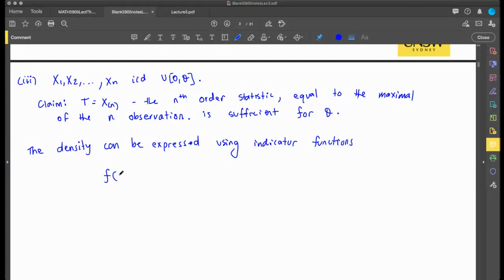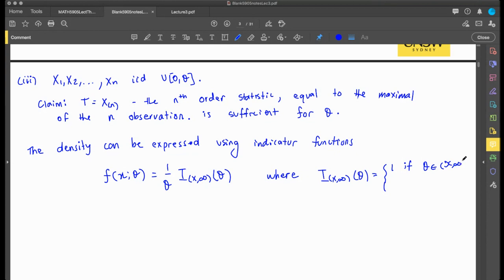So my density for a single observation, parameterized by some value theta, well, we know it's uniform from 0 to theta, where the area under the curve must be 1, so it's 1 on theta, and we know that theta must be bigger than x and can go anywhere up to infinity. Where here the indicator function, I_(x,infinity)(theta), takes the value 1 if theta is in x to infinity, or it takes 0 otherwise.